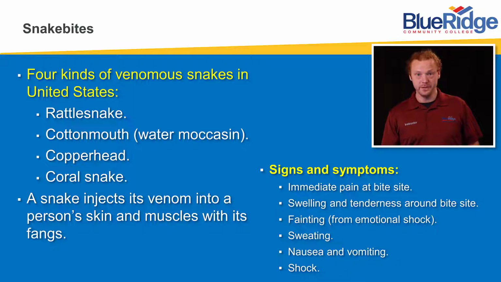Signs and symptoms are immediate pain at the bite site, swelling and tenderness around the bite site, fainting, usually from emotional shock, sweating, nausea, vomiting, and shock. That last shock meaning hemodynamic shock. Around 7,000 to 8,000 people are bitten each year in the United States. Only about 5 people die from these bites each year. It's very important to keep these people calm and moving as gently as possible as well.